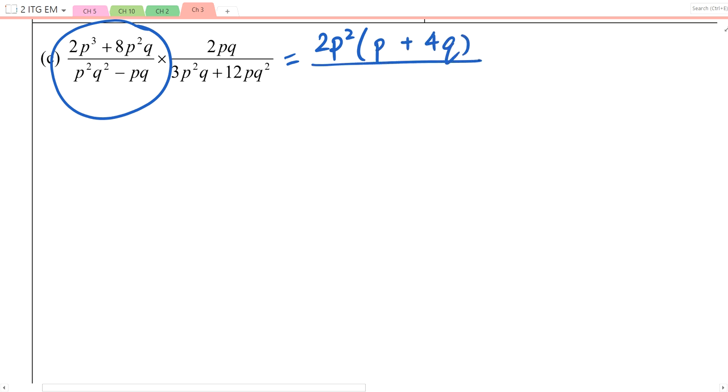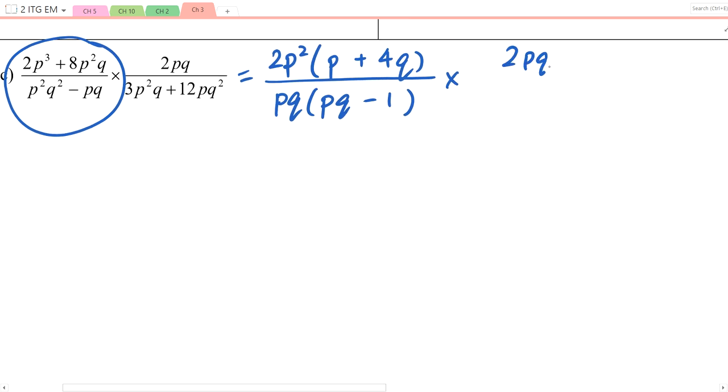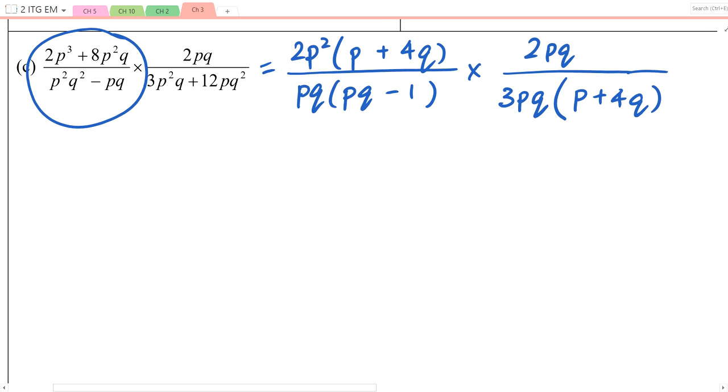What about the denominator? What can I factorize out? pq. So what's left? pq minus 1. Okay. Next, this is multiplied to 2pq over, what can I factorize out in the denominator? 3pq. And what am I left with? p plus 4q.